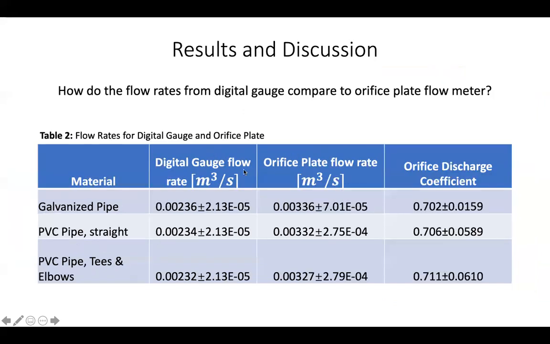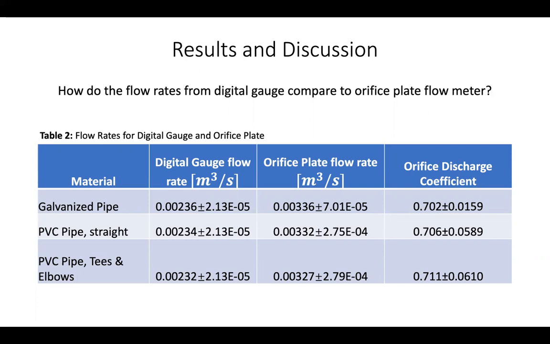So when we were determining our flow rates, we determined that our digital flow rate is lower because it takes into account the viscous effects of the orifice plate on the flow. The orifice plate flow rate was calculated by using Bernoulli's equation and neglecting viscous effects. The orifice plate determines the ideal flow rate of the system. The discharge coefficient helps show the viscous effects of the overall flow.